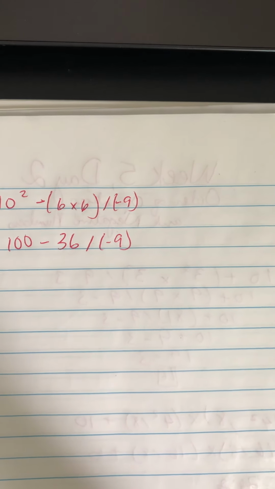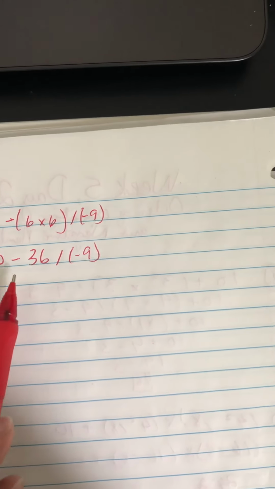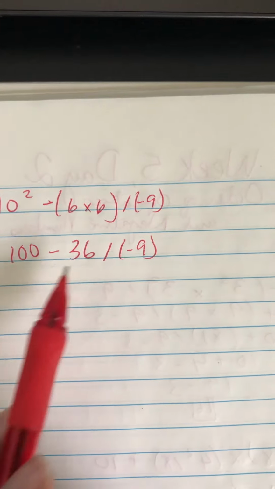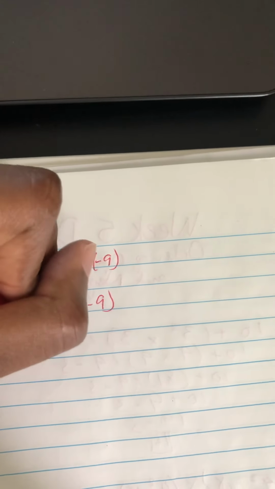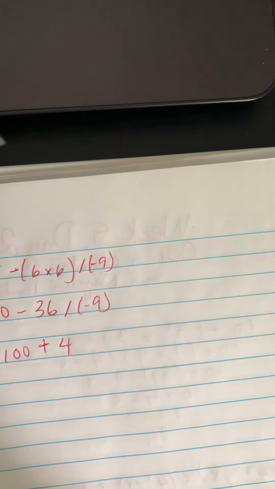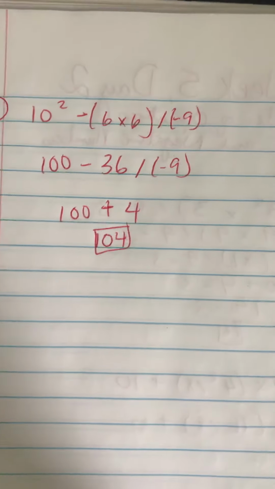But remember, when you have a negative being divided by a negative, because this is also considered a negative now, right? So when we divide these two, it becomes positive. So that's why we're going to have plus 4, and then we have 100 plus 4, which is going to give us 104. Okay?